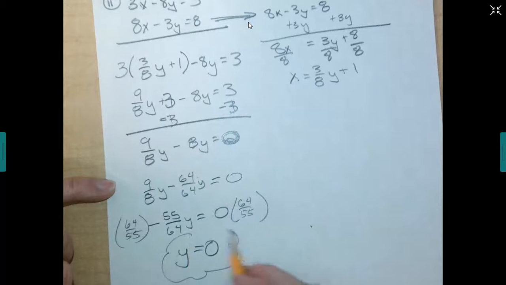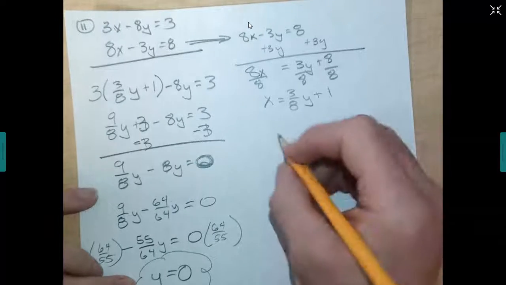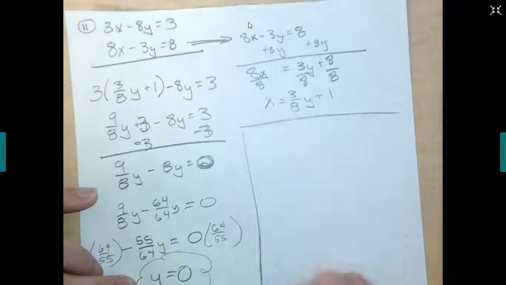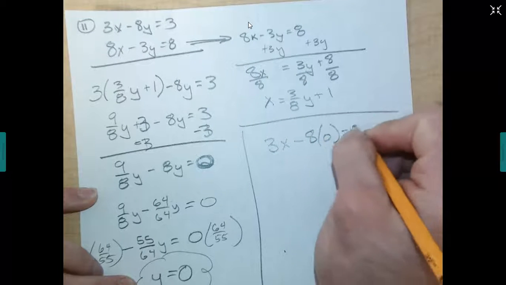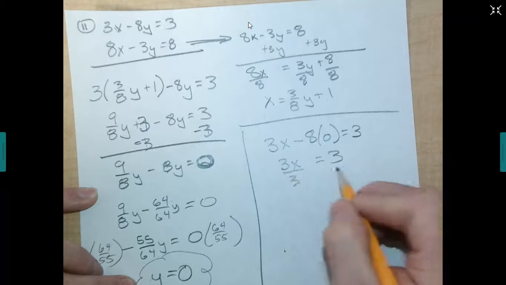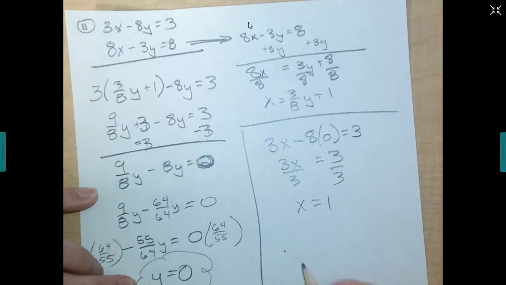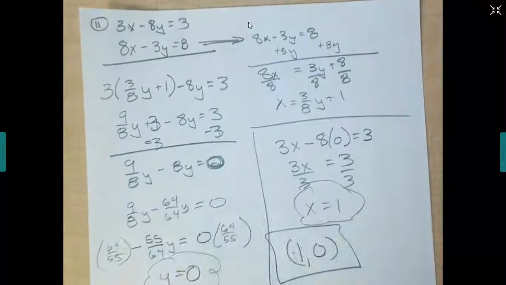Whoop, whoop, because 0 times anything is 0. So now I'm going to plug that back in. Let's plug it into this one. So I have 3x minus 8 times 0 equals 3. 3x equals 3. Divide by 3, divide by 3. x equals 1. And so I have 1, 0. There it is. Just like on Desmos.